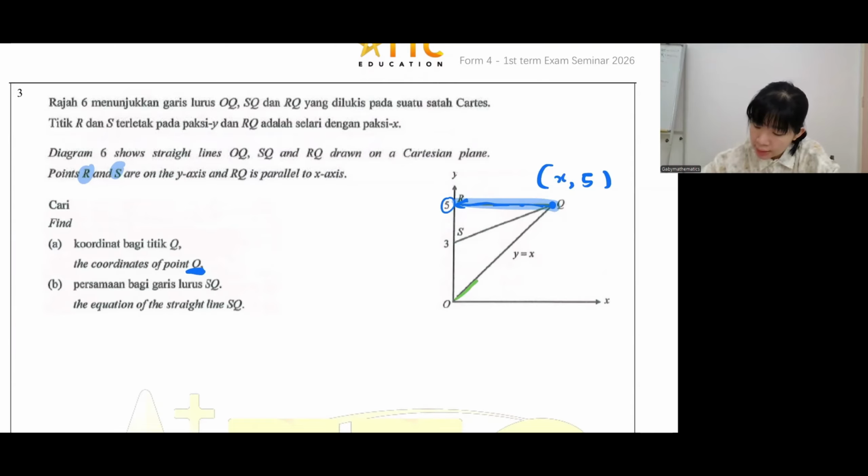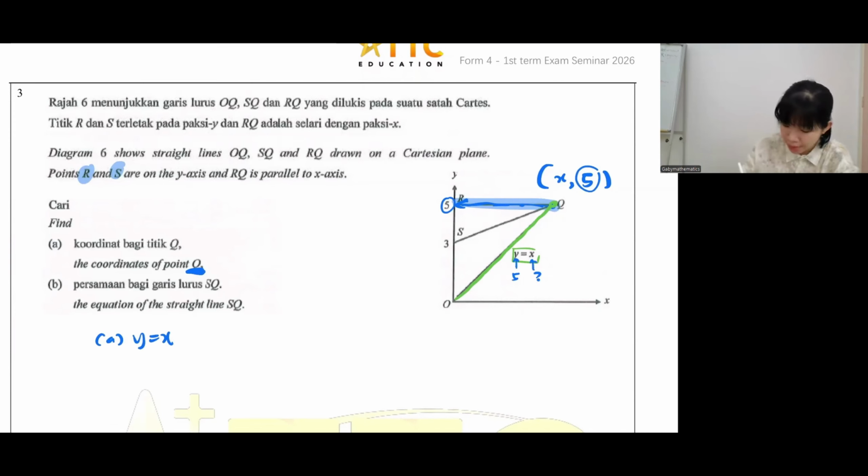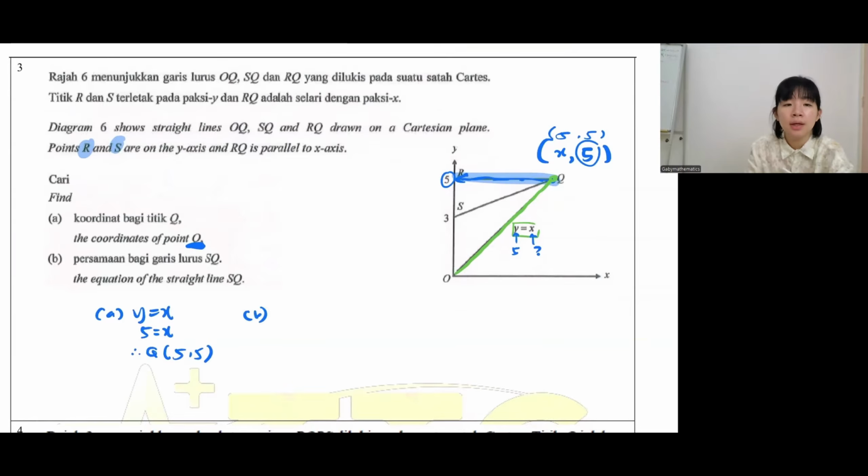You have another line that joins to Q. Given this equation, Y equals X. If you know Y is 5, then when Y is 5, X is also 5. 5 equals X, so X equals 5. So the coordinate of Q is (5, 5). Okay, then now B.